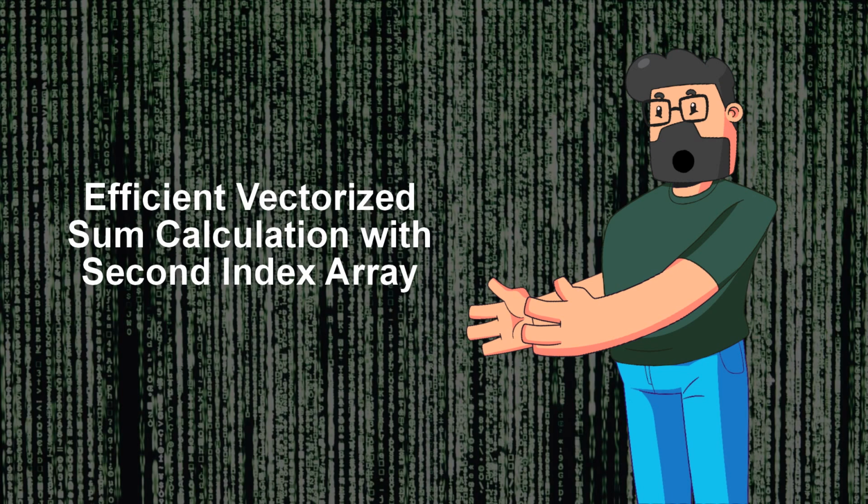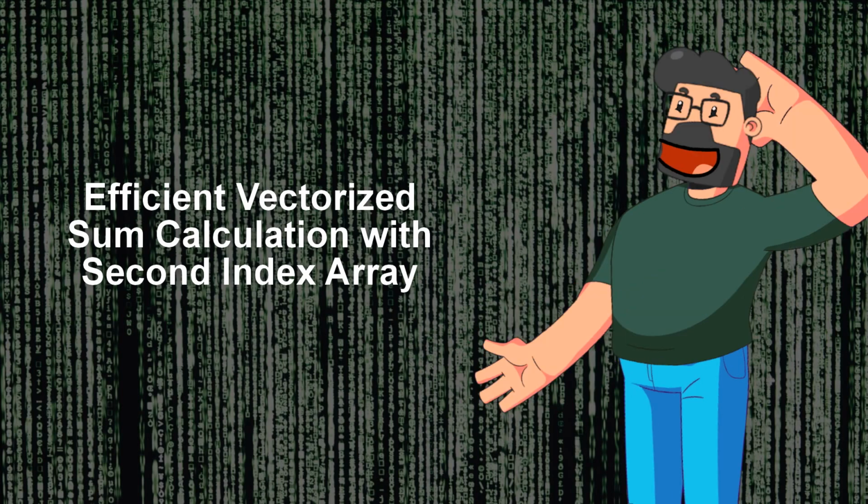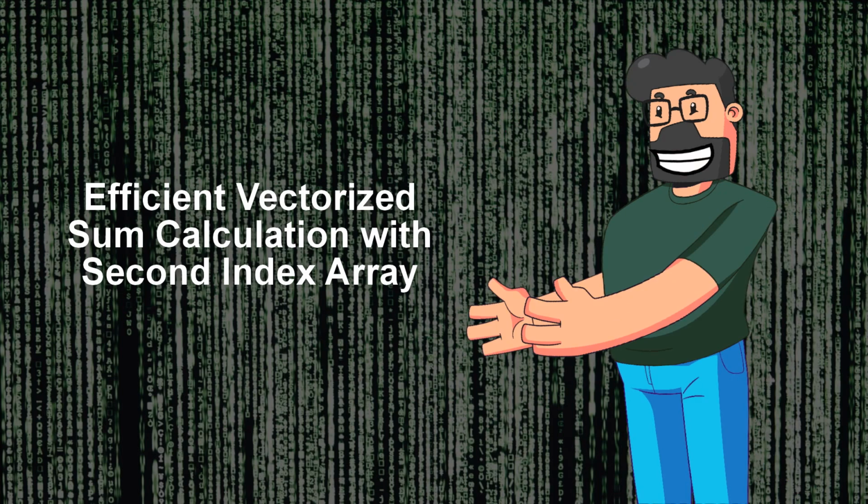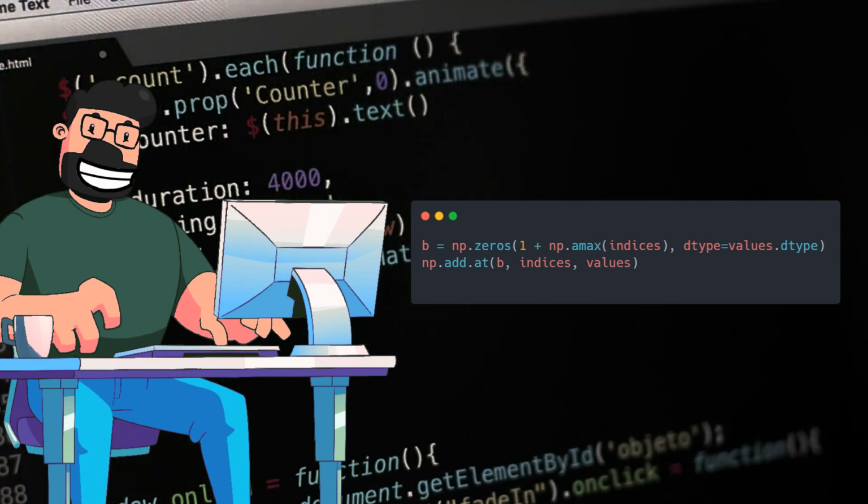Imagine you have a values array and an index array, and you want to sum up the values for each unique index in the indices array. Sounds like a typical problem we encounter when working with arrays and indices, right? Now, let's talk about the solution to this problem.